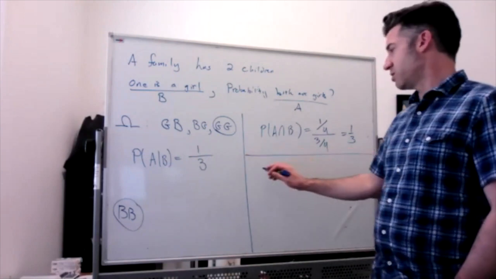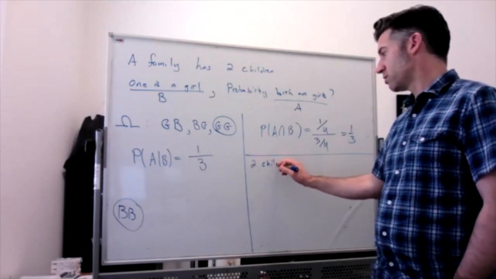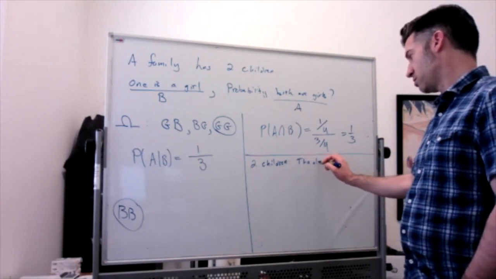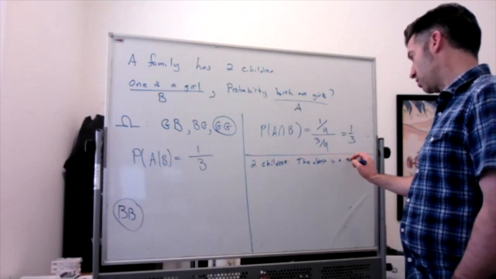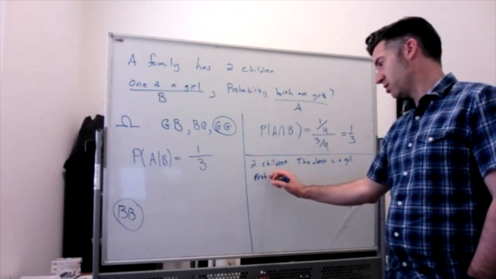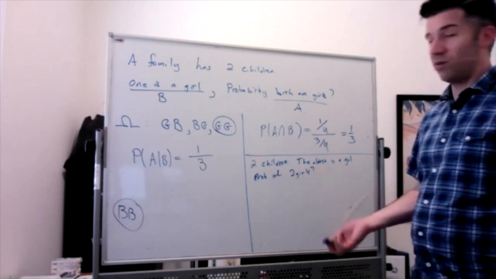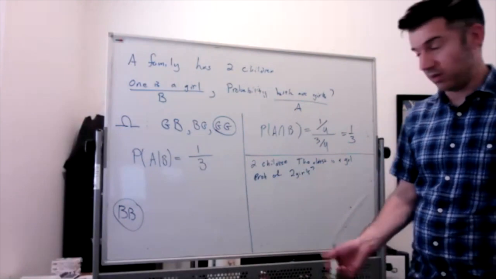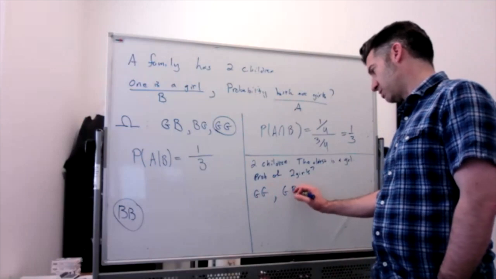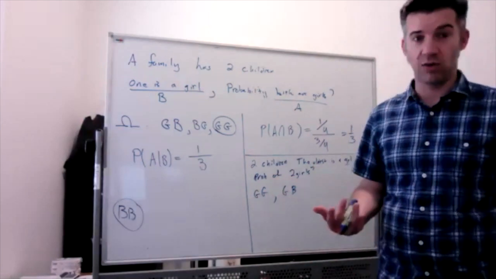Let's contrast that with a reframing. Same question, except now we know 2 children, and we know the oldest is a girl. What's the probability of 2 girls? Well, now there's only 2 possibilities in our sample space. First kid's a girl, second kid's a girl, or first kid's a girl, second kid's a boy. There aren't any other options because we know that the oldest child is a girl.